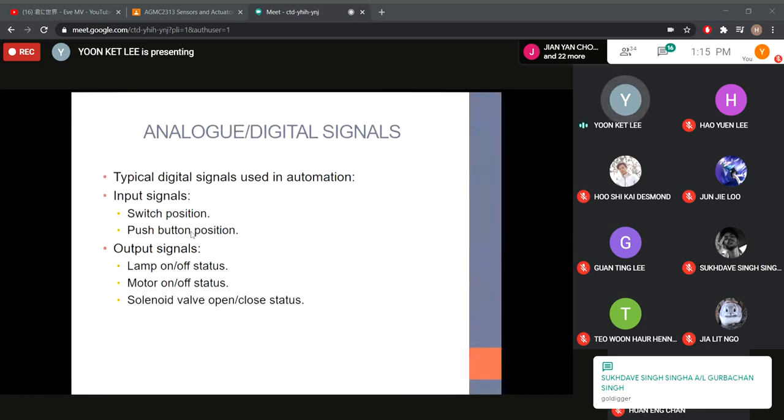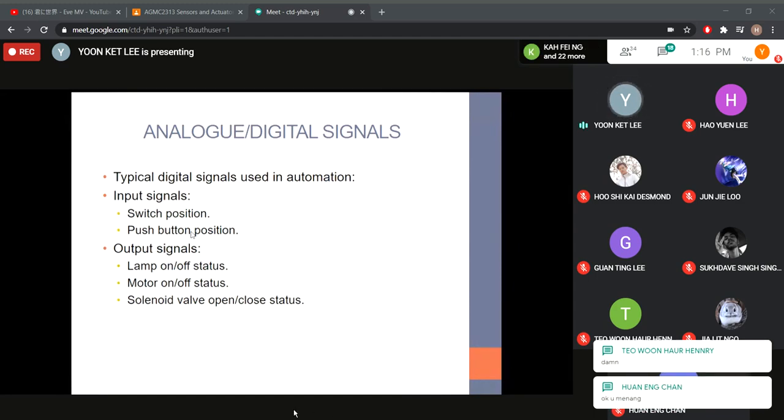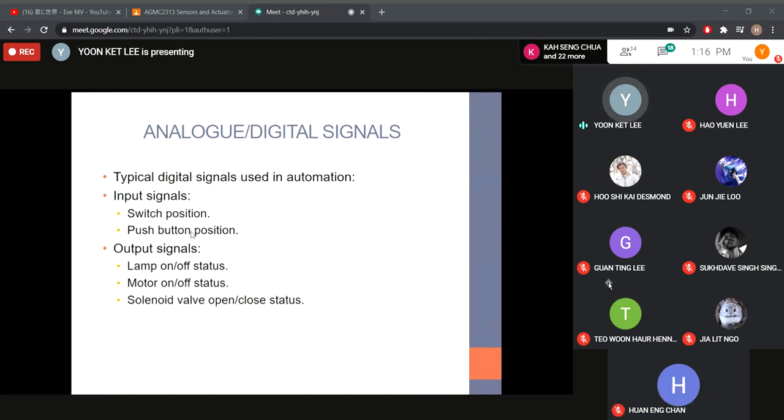So I will give you some typical digital signals used in automation. For example, the input signal, as I keep on saying, switch position. A switch position is a latch button, which means it will continuously latch the signal. It can only turn on or turn off. How about the push button? A push button is also a momentary signal. It only gives you a one-time signal, and this is also a digital signal. So this is an example of a digital signal.